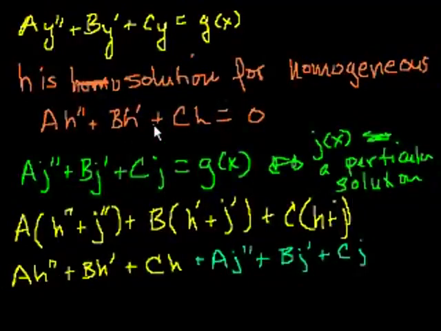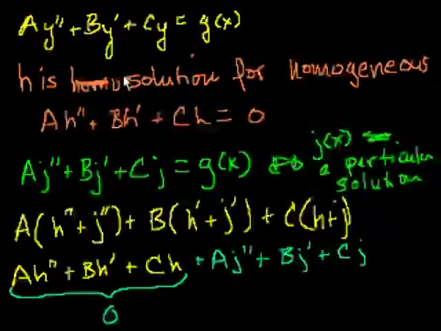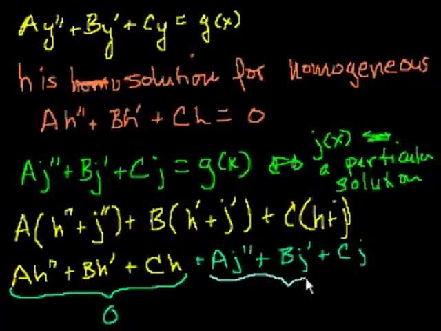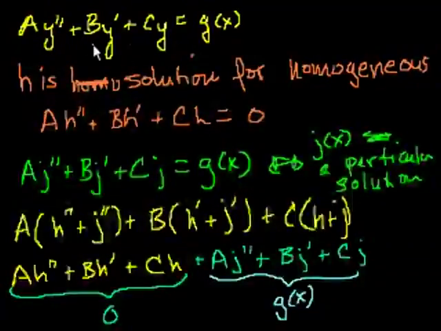Well, by definition of how we defined h and j, what is this equal to? We said that h is a solution for the homogeneous equation, or that this expression is equal to 0. So that equals 0. And by our definition for j, what does this equal? We said j is a particular solution for the non-homogeneous equation, or that this expression is equal to g of x. So this is equal to g of x. So when you substitute h plus j into this differential equation, on the right-hand side, true enough, you get g of x.